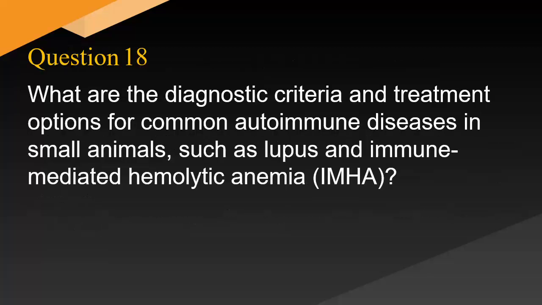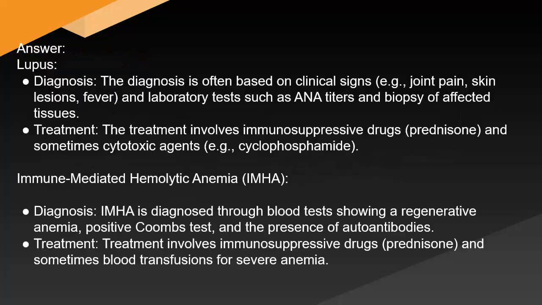What are the diagnostic criteria and treatment options for common autoimmune diseases in small animals, such as lupus and immune-mediated hemolytic anemia (IMHA)? Answer: lupus. Diagnosis. The diagnosis is often based on clinical signs, e.g. joint pain, skin lesions, fever, and laboratory tests such as ANA titers and biopsy of affected tissues. Treatment. The treatment involves immunosuppressive drugs, prednisone, and sometimes cytotoxic agents, e.g. cyclophosphamide. Immune-mediated hemolytic anemia (IMHA).